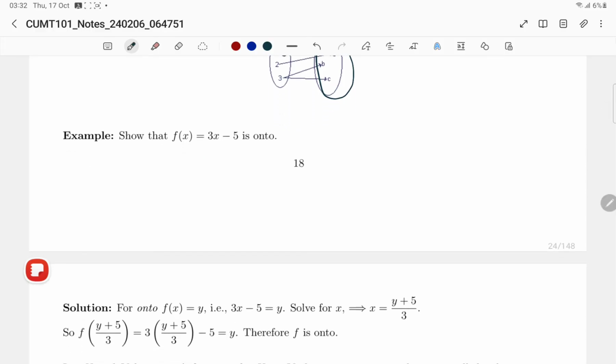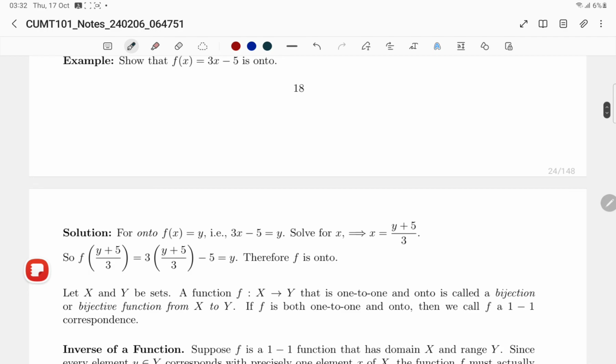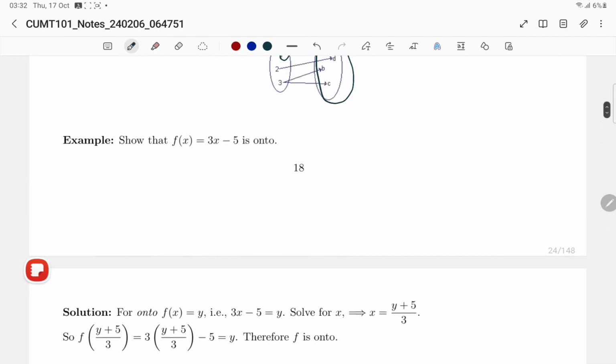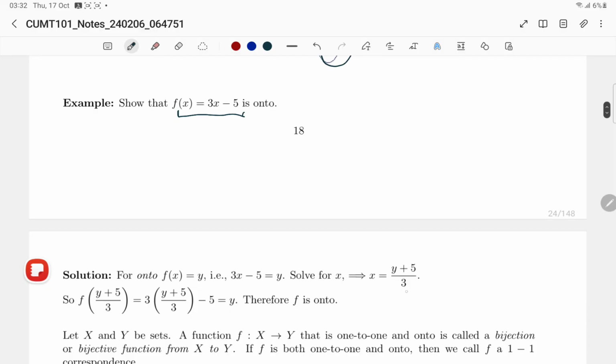So you can actually see from this example: show that f of x is equal to 3x minus 5 is onto. What we should do first is make x the subject in this equation. So we have x being equal to y plus 5 over 3.